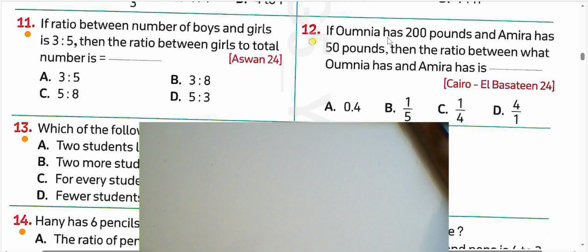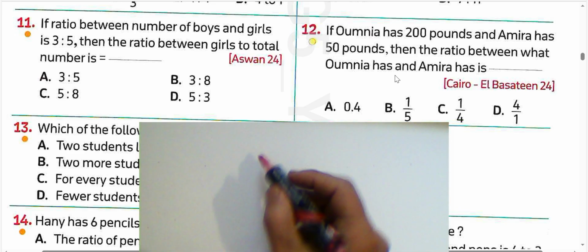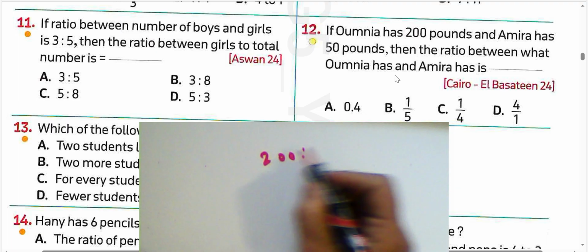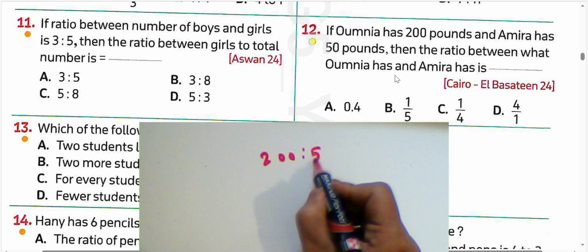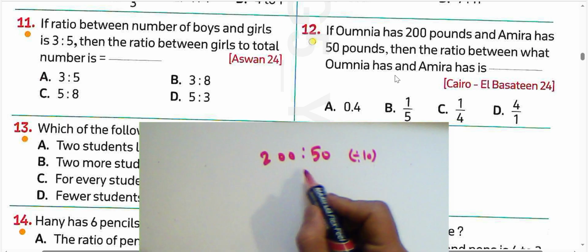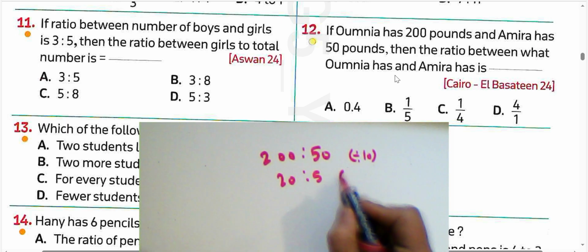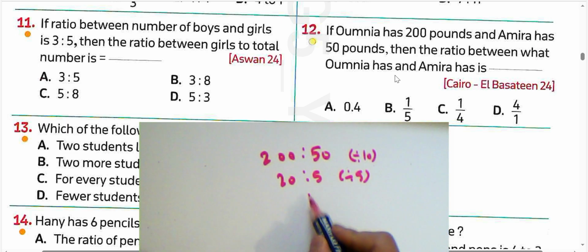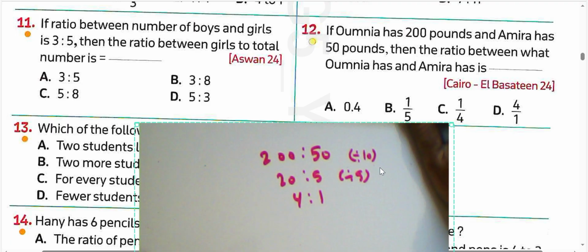If Omnia has 200 pounds and Amira has 50 pounds, give me the ratio between what Omnia has and Amira has. Omnia has 200 and Amira has 50 pounds. We can simplify this by dividing by 10 first. It will be 20 to 5 and then divide by 5. 20 divided by 5 is 4. 5 divided by 5 equals 1. And the ratio will be 4 to 1. Choose letter D.